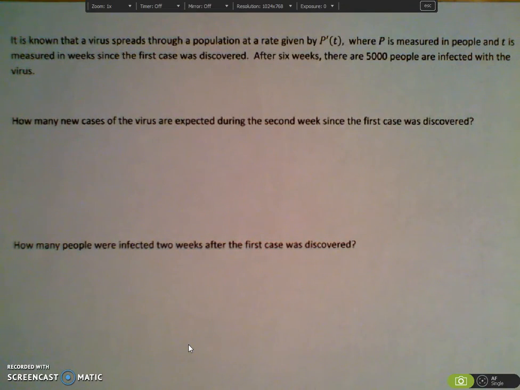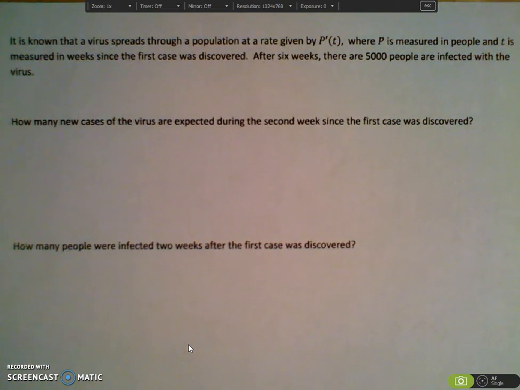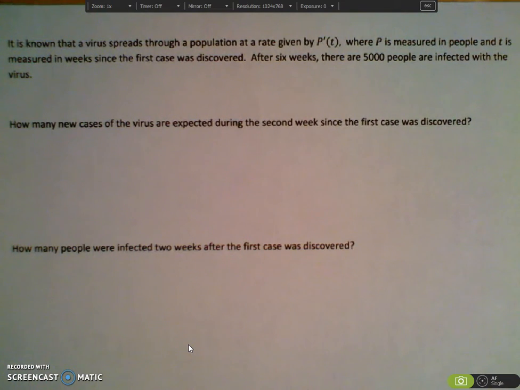Okay, so today we're going to talk about some of the tricky things in solving a definite integral problem where you have a contextual situation. It is known that a virus spreads through the population at a rate given by p prime of t, where p is the population measured in people and t is measured in weeks since the first case was discovered.